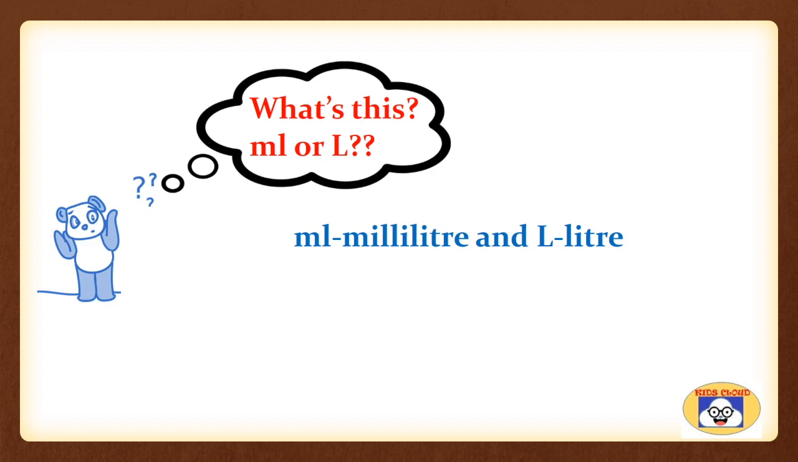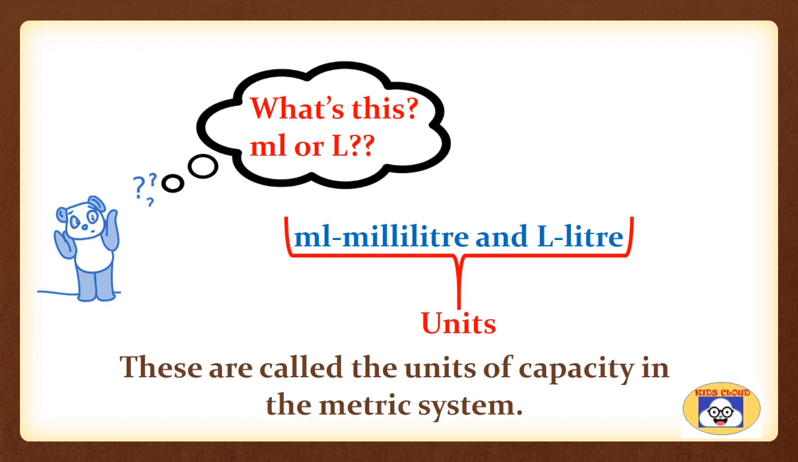We need some standard to express this volume or compare the volume occupied by a container. We refer to it as a unit. These are called the units of capacity in the metric system. As you can see in the previous example, the milliliter is a smaller unit of capacity and the liter is a bigger unit.